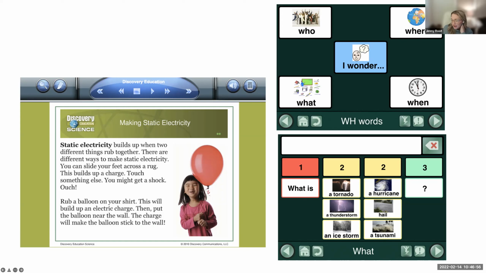And then the students in this study worked on both question generation and answering questions. So the students got to generate their own question before they read the story. So if they were reading a story about electricity, then they could choose I wonder, and then they could pick one of those question stems. Did they wonder who, where, what, or when? So if they chose what, they could then choose any of these. So these would all be covered in the story, and then a question mark. So they need to know these are the 3 components of a question. And then that was one of the questions that they would answer after listening to the story.